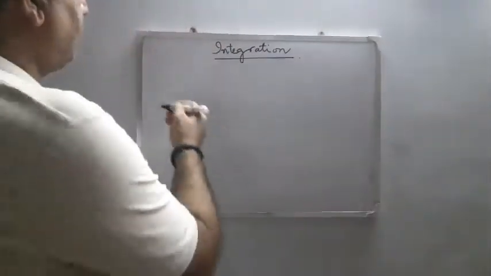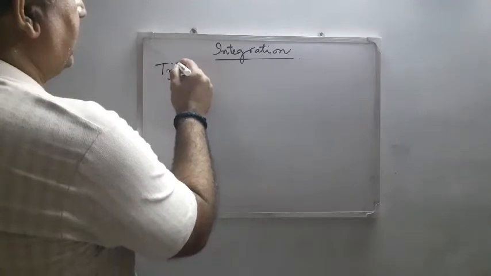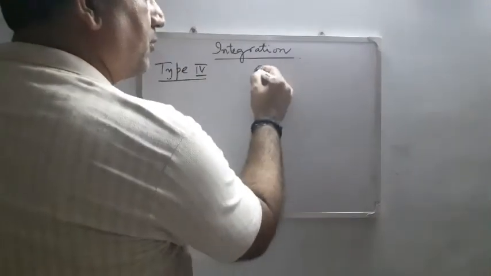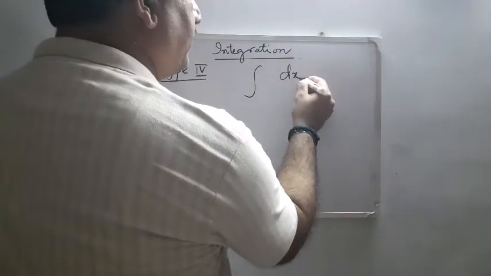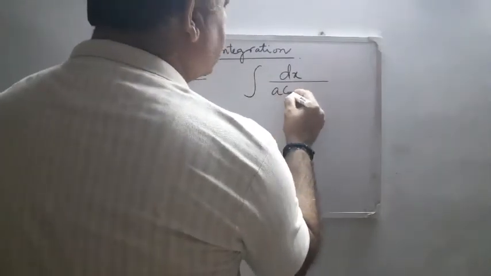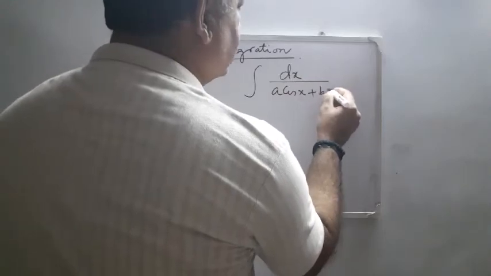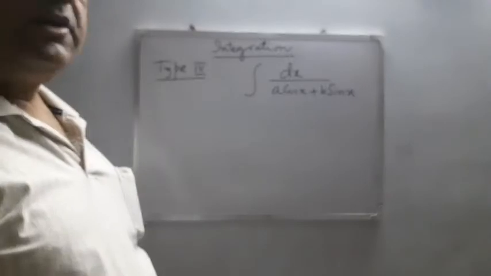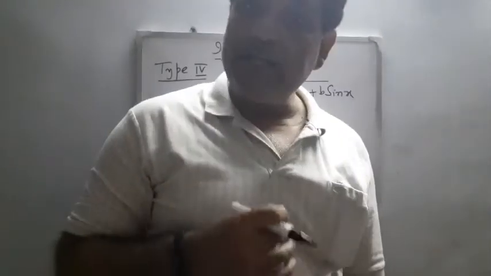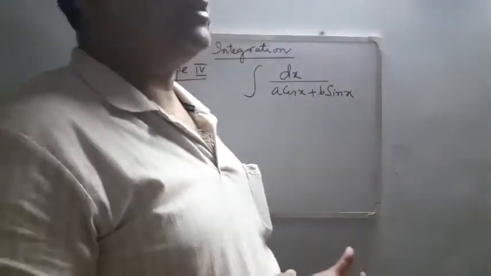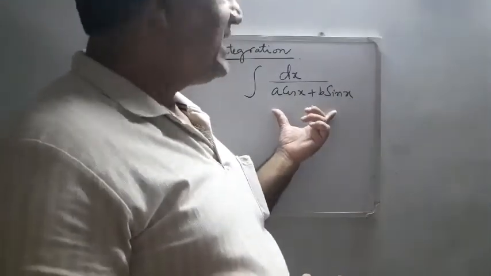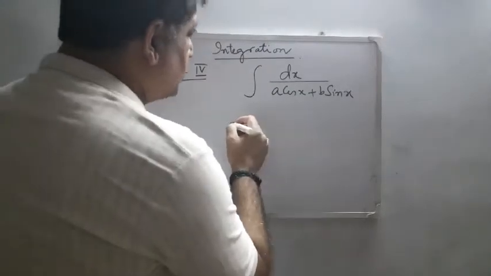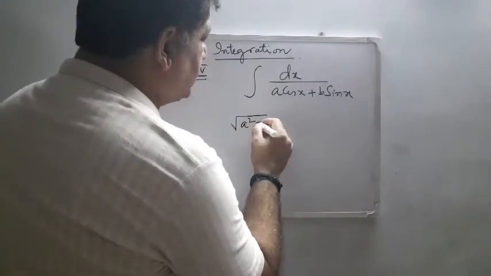Now in type 4 we may have integrations of the form integral dx divided by a cos x plus b sin x. We may have this type of integrals. Boys, in order to evaluate such type of integrals, we always try to divide numerator and denominator by root over a square plus b square.